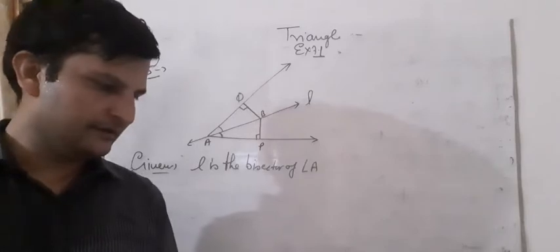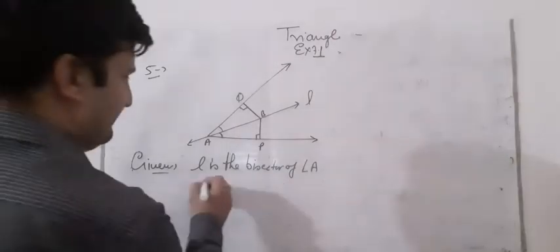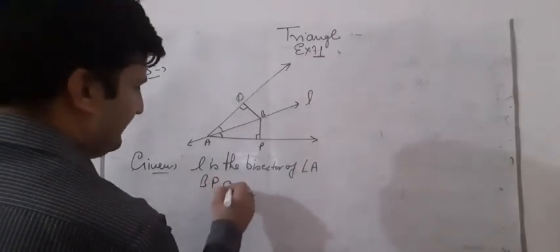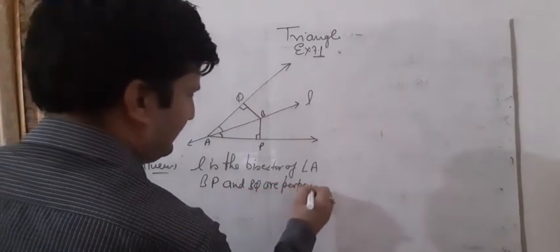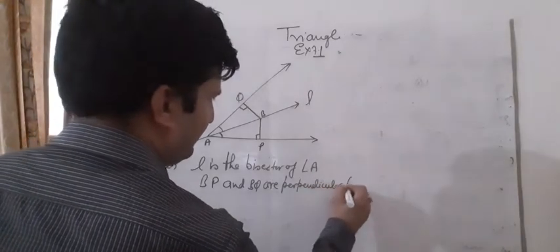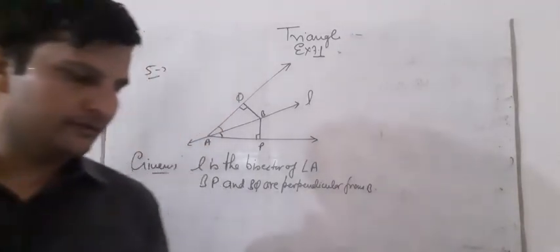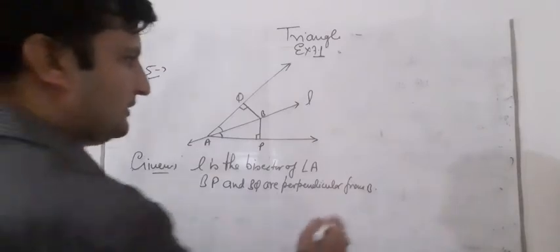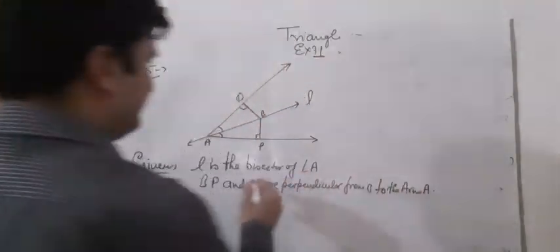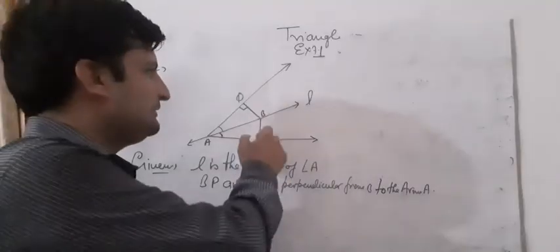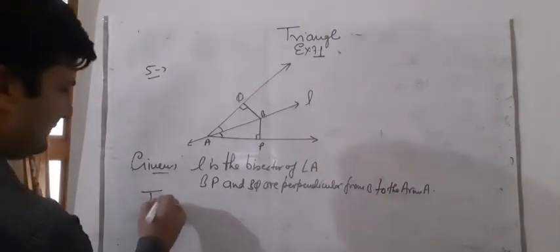And B is any point on L, and BP and BQ are perpendicular from B. BP and BQ are perpendicular from B. These are the perpendiculars from B to the common arms, to the arms of angle A. Now what we have to prove, again we have to write.